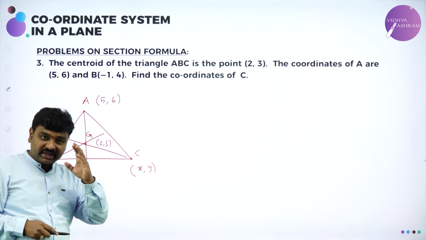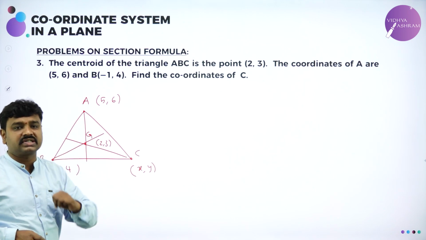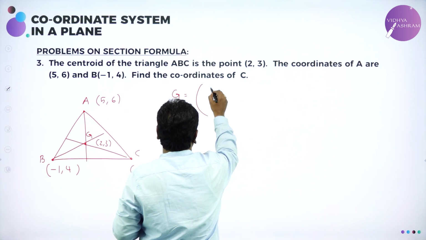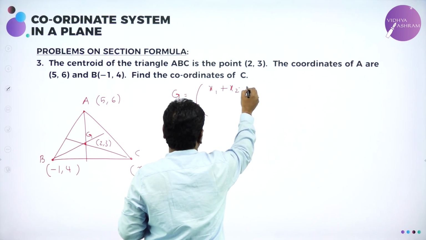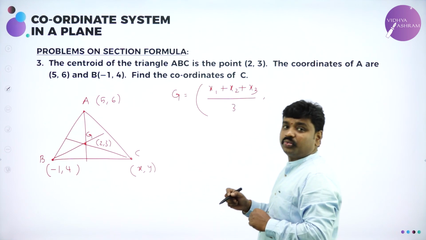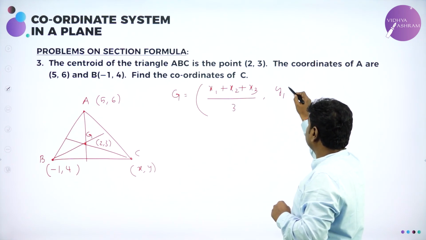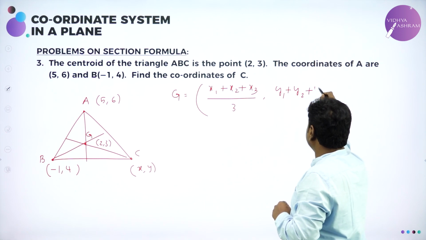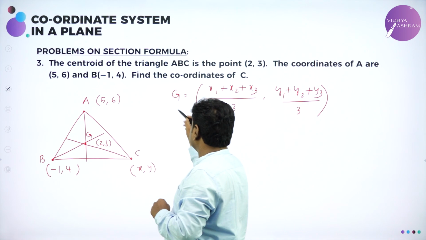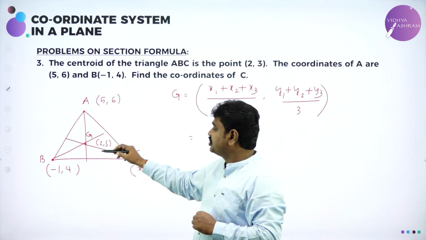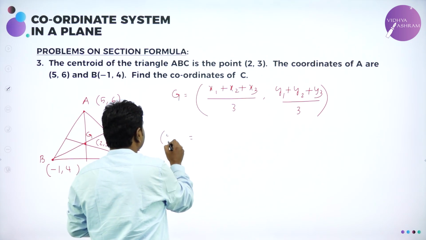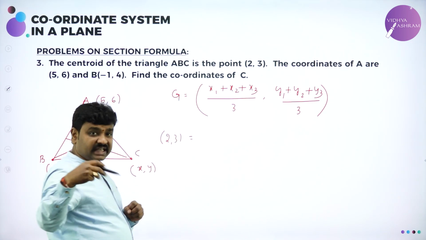What is given? Centroid is given. They are asking you to find what? Third vertex. So use the centroid formula. What is the centroid formula? G is x1 plus x2 plus x3 by 3, comma y1 plus y2 plus y3 by 3. All of you know the formula for centroid. So LHS G value is given. What is the G value they give? 2 comma 3. In the place of G substitute 2 comma 3, and x1 plus x2 plus x3 by 3.